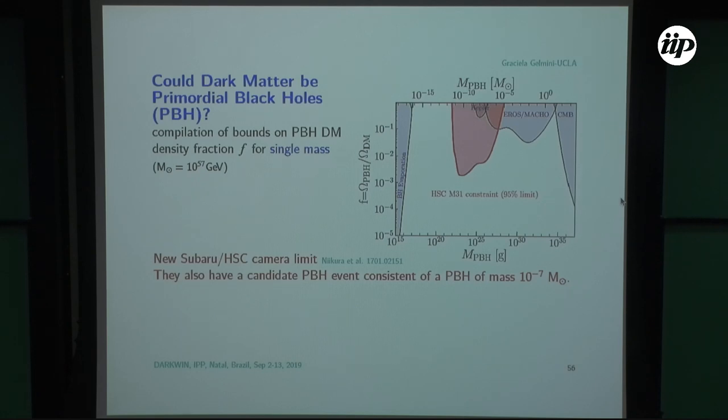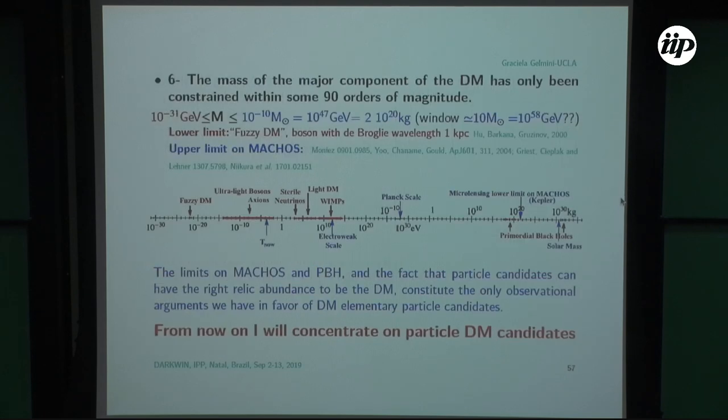Now, this is the last one of this series. So here you have that the limits on MACHOs and primordial black holes, and the fact that particle candidates can have the right relic abundance to be the dark matter, constitute the only observational arguments we have in favor of elementary particle dark matter candidates. So the argument is, what else could it be? This is the best argument that we have, right? So from now on, I will concentrate on particle dark matter candidates, and let me stop here, about 10 minutes late.